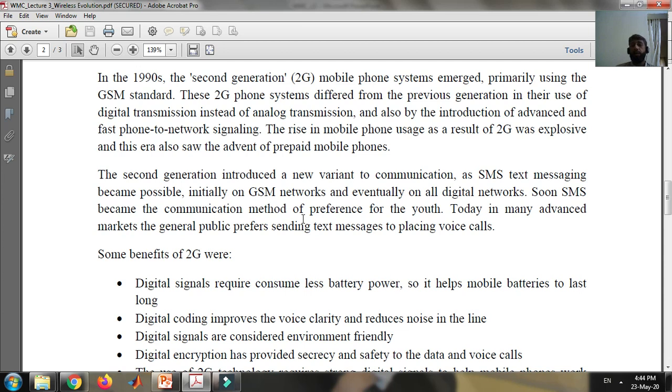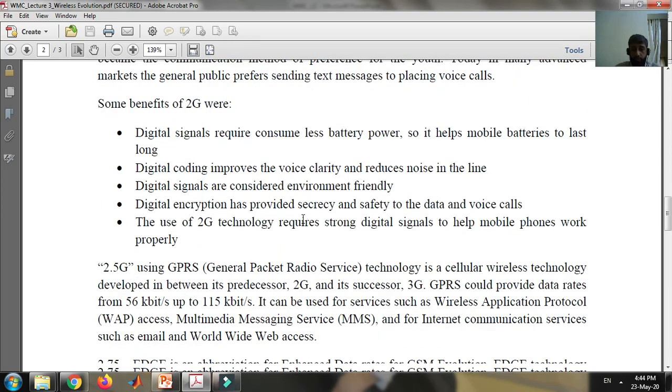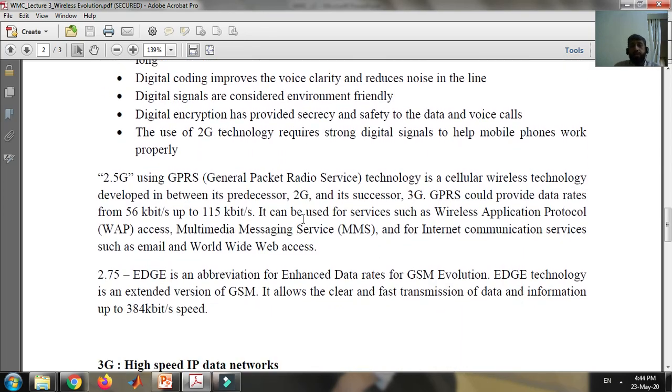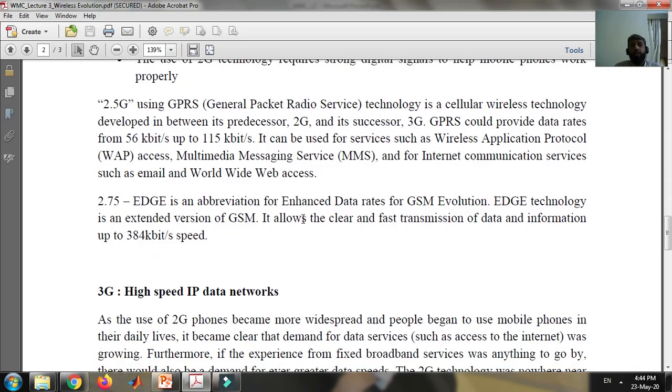People were able to establish communication through text messaging rather than having voice calls between two subscribers. And in many markets, we know that many people prefer text messages as compared to placing voice calls. The further evolution in second generation was in data communication.